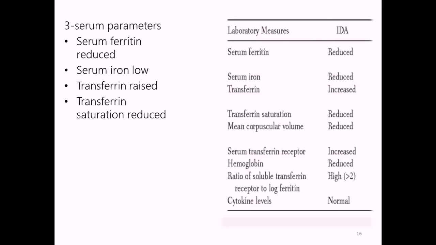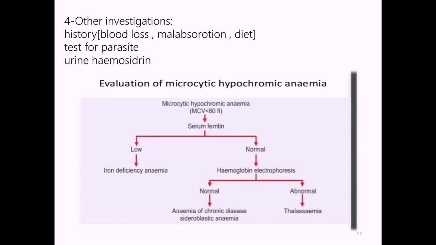Here is the table of the serum parameters of iron deficiency anemia. It shows serum ferritin reduced, serum iron reduced, transferrin increased, serum transferrin saturation reduced, and mean corpuscular volume usually reduced. It is usually below 80 femtoliters, and other cytokine levels are normal.